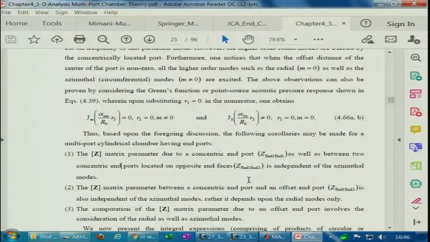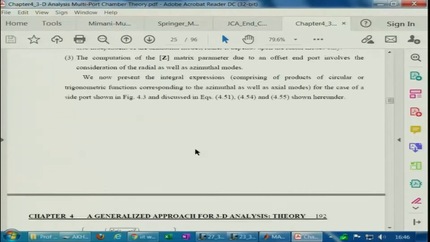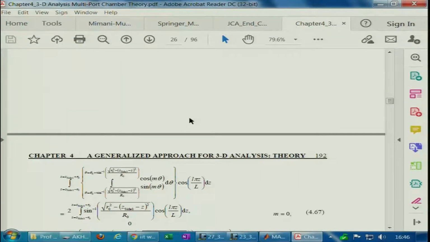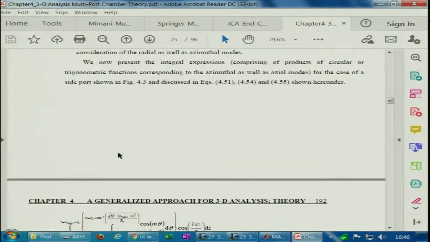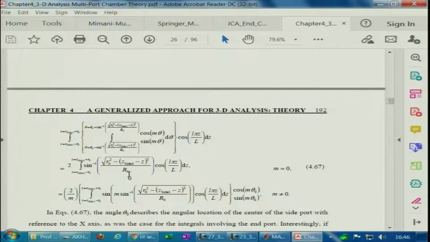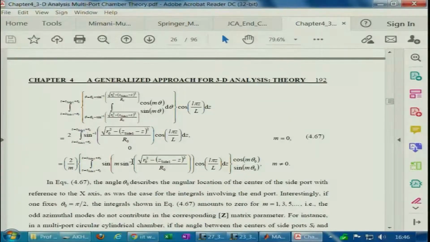And similarly there are expressions for deriving integral expressions when the port is located on the curvilinear surface, that is the curved surface. So, there are different cases. The general expression is this: for the m equal to 0 mode, it is like this, and for m not equal to 0, you get this.